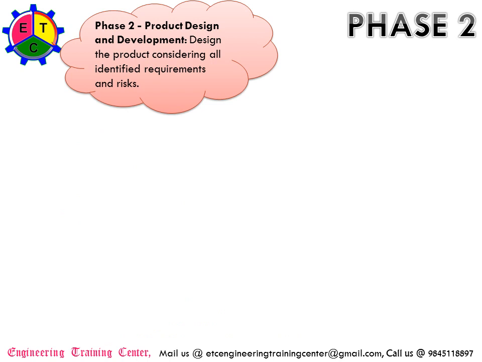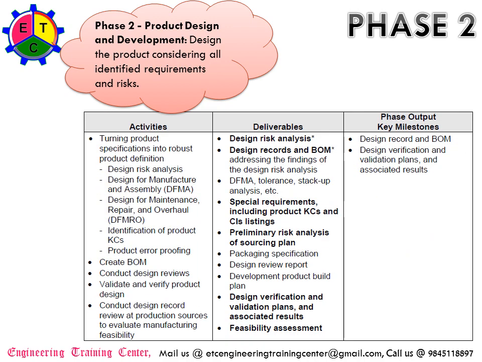Design the product considering all identified requirements and the risks that we identified in phase 1, where we discussed multiple deliverables like preliminary BOM, statement of work, requirements are established, cases are established, critical items are identified, to name a few. Similarly, in phase 2 the activities will be turning the product specification into robust product definitions, design risk analysis, design for manufacture and assembly.